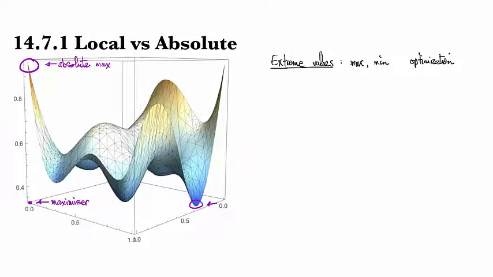If we look at where the minimum value of this function occurs, it occurs over here. So this would be the absolute minimum. And then the location just immediately underneath it there, that would be the minimizer. And then we also have what's called local max and min.